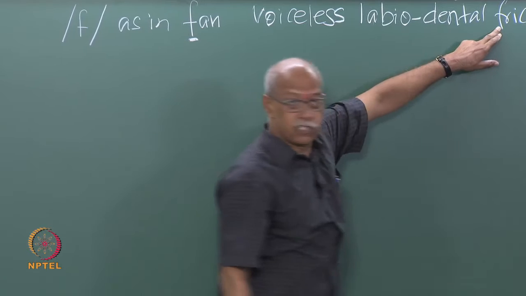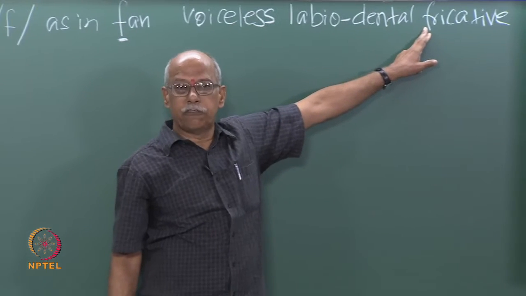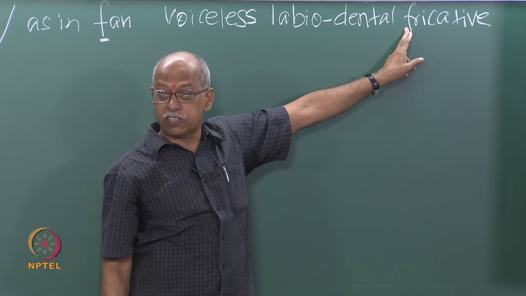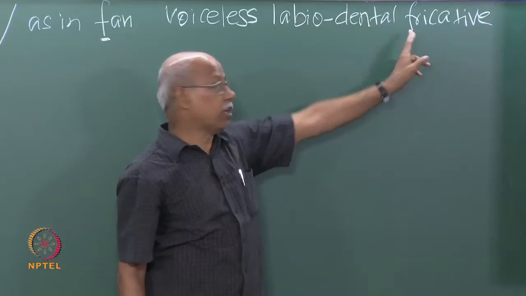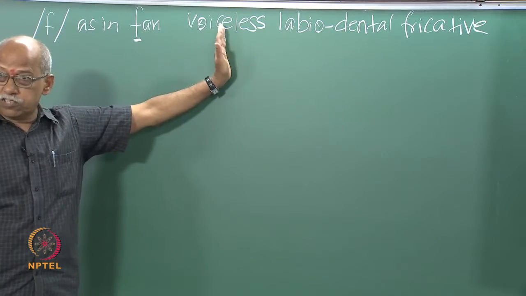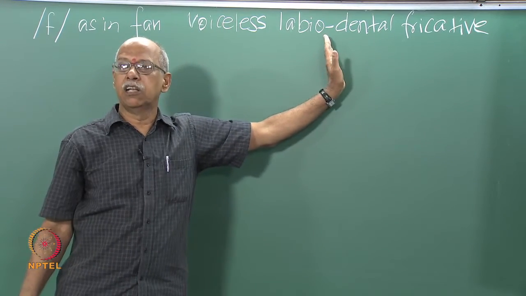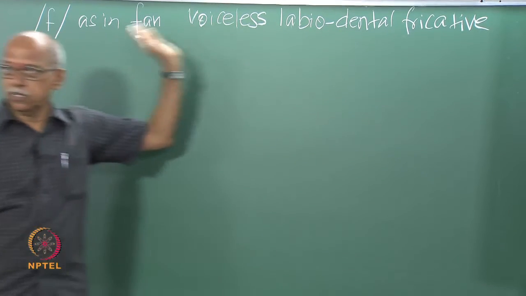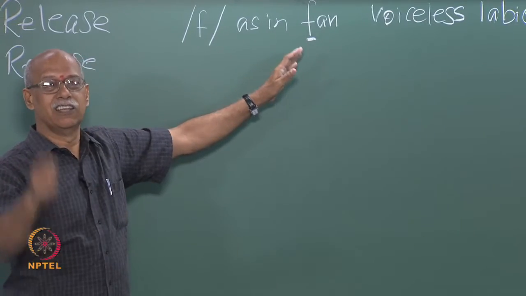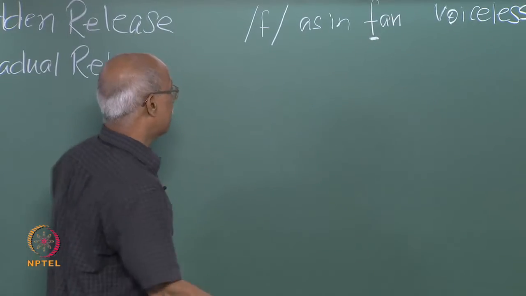Entire class, please, what is this word? Fricative. Once again, what is it? Fricative. Okay, so now we have got the three-term label for it. What is it? It's voiceless, labiodental, fricative. Tell me, what is it? Voiceless, labiodental, fricative. Okay. Let's look at another word.